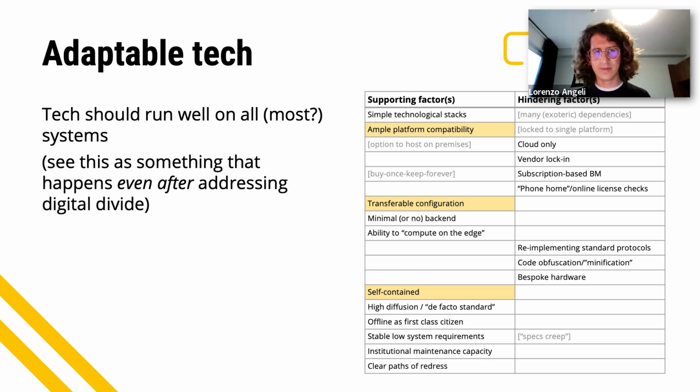This is a simple one. I guess at this point it's a pretty logical technology which is adaptable to different contexts, right? So it should work well on all, at least most systems. This is something that we should be looking at even after addressing primary digital divide, right? Even if we are assuming that there is no problem with digital divide, everybody has equitable access to the technology, everybody can have the same experience.